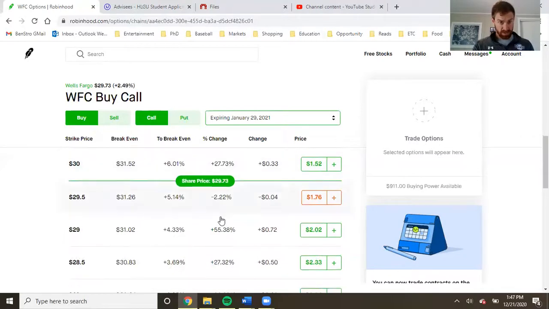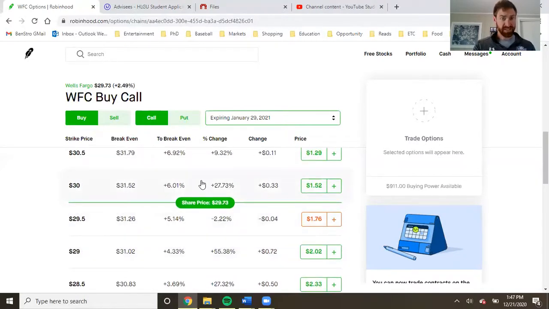All right, so here we see that this option would cost us $1.52 to buy. Now whenever we buy options, we usually buy them in denominations of 100. And really what we're doing here is we're leveraging our money to get a greater percentage return on an investment. So normally, if you wanted to say purchase Wells Fargo at 29.73, let's say you wanted to buy only $100 of that.